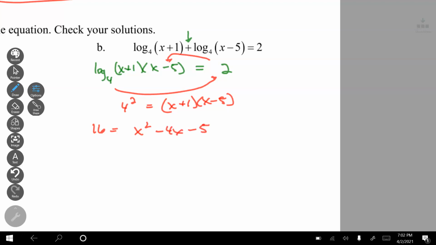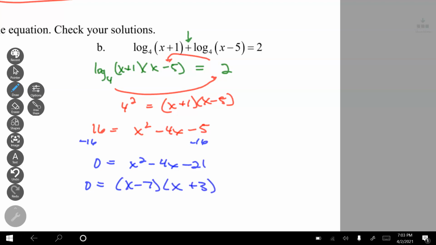and I'm going to expand this out using my Algebra 1 skills, and I know when I do this, I have to make it equal to 0. So I have 0 equals x squared minus 4x minus 21. I could factor this one easily, and I get 0 equals (x minus 7)(x plus 3). That multiplies to negative 21, adds to negative 4 in the middle.